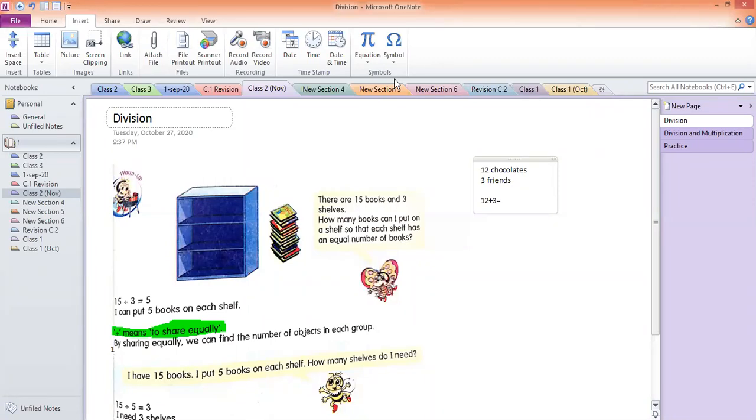Okay. So I can also write like this. 3 multiplied by what number will give you 12, as I told you. So the answer is 4. 3 multiplied by 4 is equal to 12. That means he should give 4 chocolates to every friend.